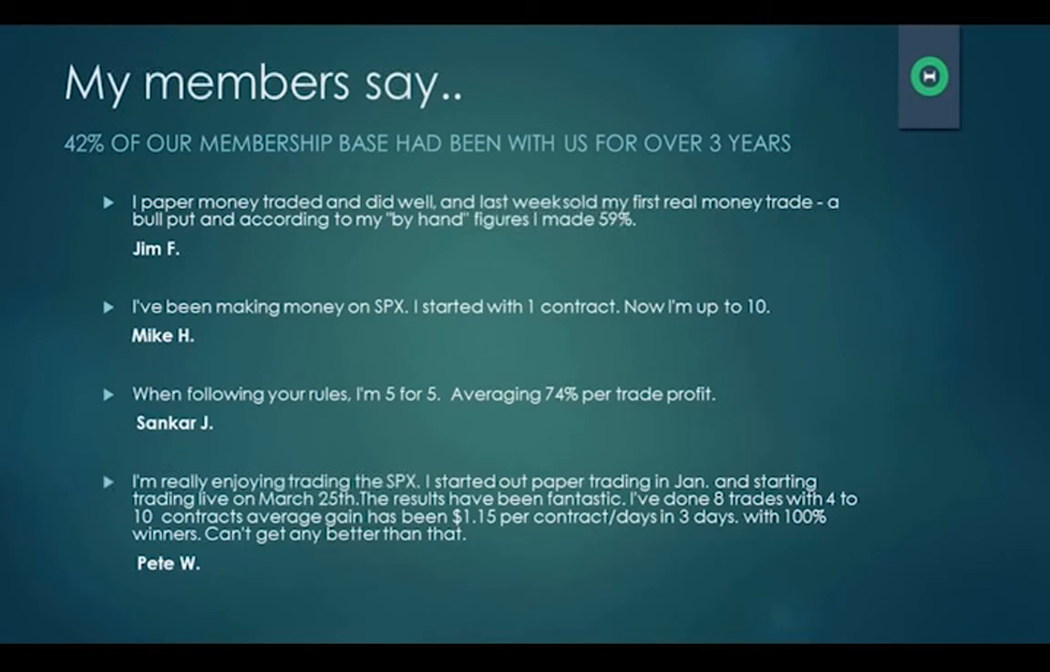Okay. Mike said, I've been making money on the SPX. I traded 1 contract, now I'm up to 10. That's the way to do it. When following your rules, I'm 5 for 5, averaging 74% per trade profit. And the last one, Pete says, I really enjoy trading the SPX. I started out paper trading in January and started trading live in March. The results have been fantastic. I've done 8 trades with 4 to 10 contracts, average gain $1.15 per contract. Been in 3 days with 100% winners. Can't get any better than that.